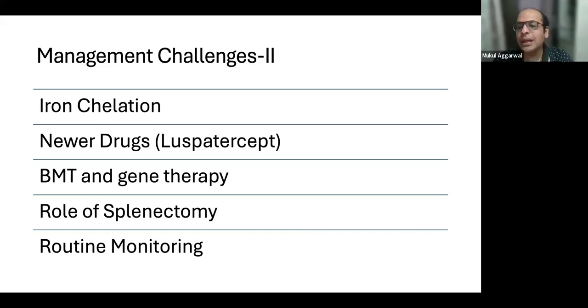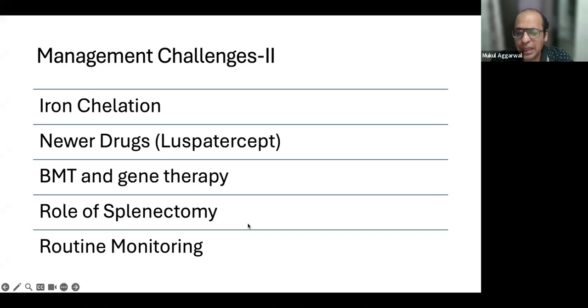So the indication to start chelation is usually after the first 10 to 20 transfusions, when the serum ferritin rises to more than 1000 milligram, or usually after the patient is 2 years old in a transfusion-dependent thalassemia. There are two oral drugs available, deferasirox and deferiprone. Deferasirox is the most commonly used drug nowadays and is a very effective chelator. For refractory patients, or who have a persistent or severe iron overload despite oral drugs, we go for a parenteral drug, desferrioxamine.